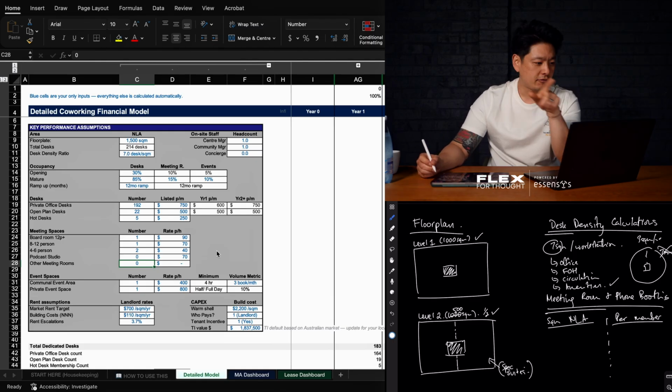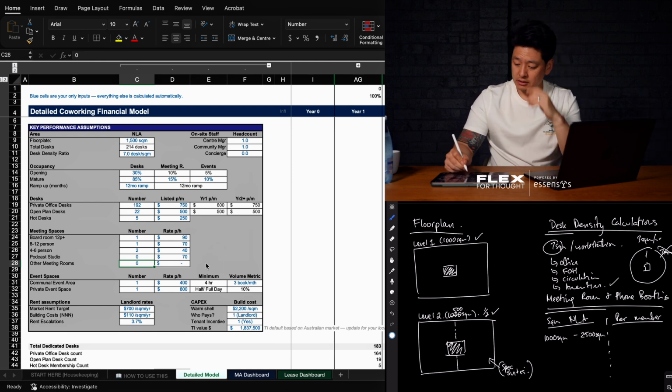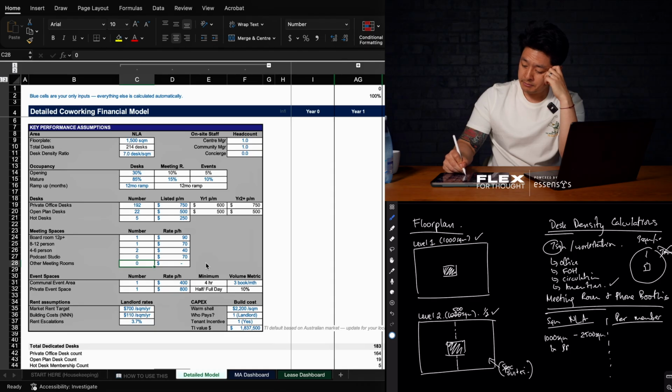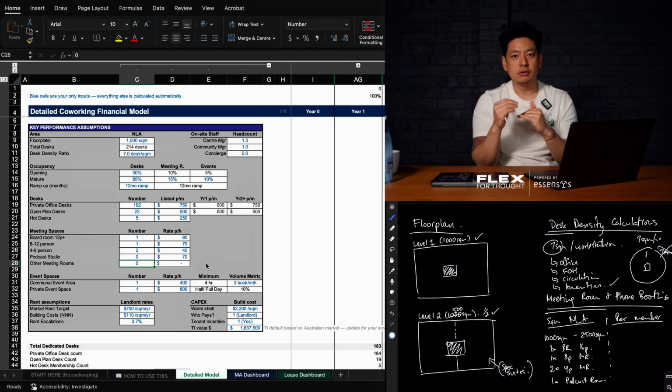Okay, so under a 1,500, I'd say even 1,000 square meters to 2,500 square meters, I always want, and it's already set in here, 1 times boardroom. So maybe this is like 16p. 1 times 8 person meeting room. 2 times 4 persons. And maybe you get like 1 times podcast or some sort of cool room. Okay. Then you've got 1 or 2 of each of the key things.